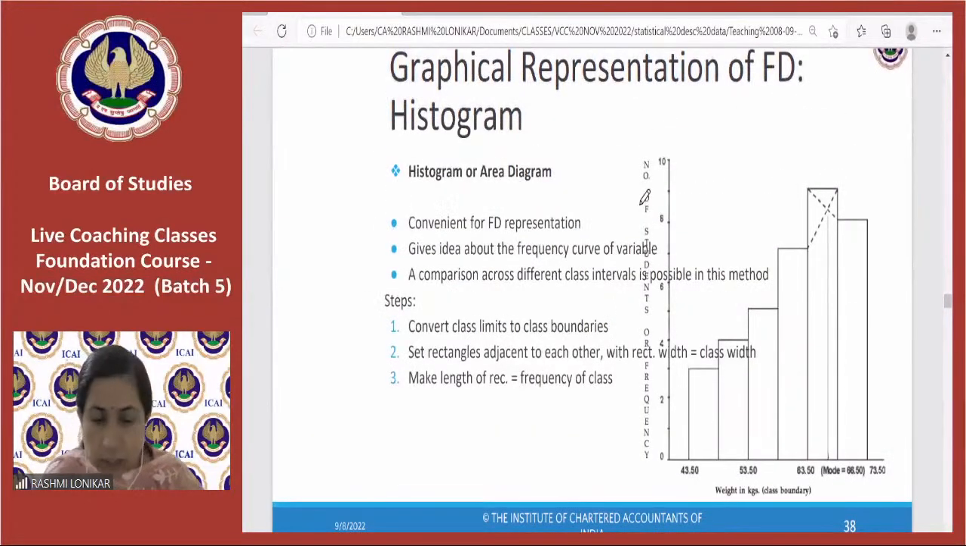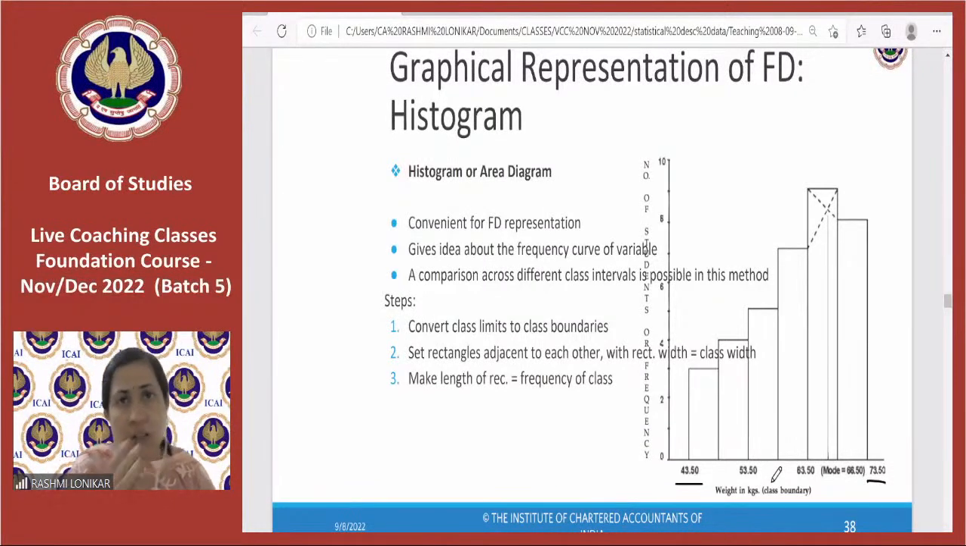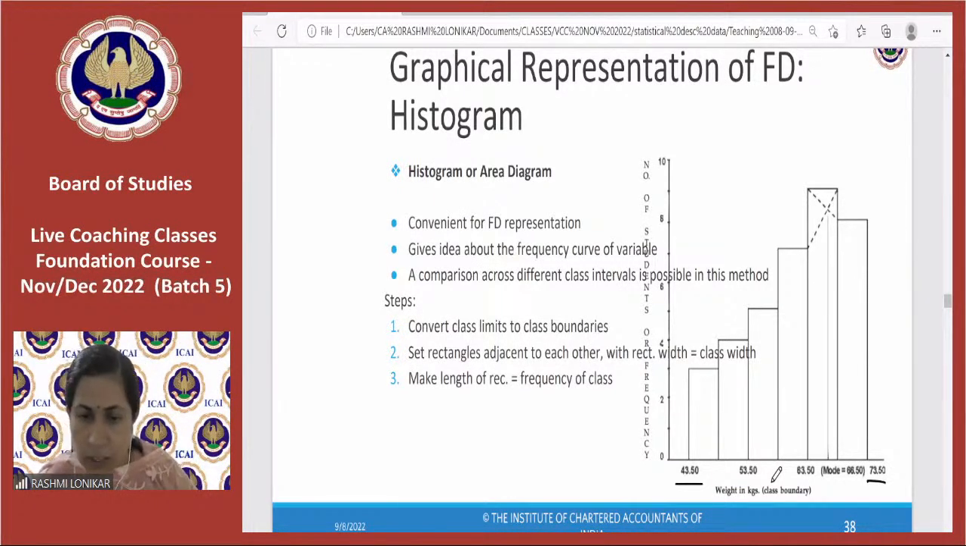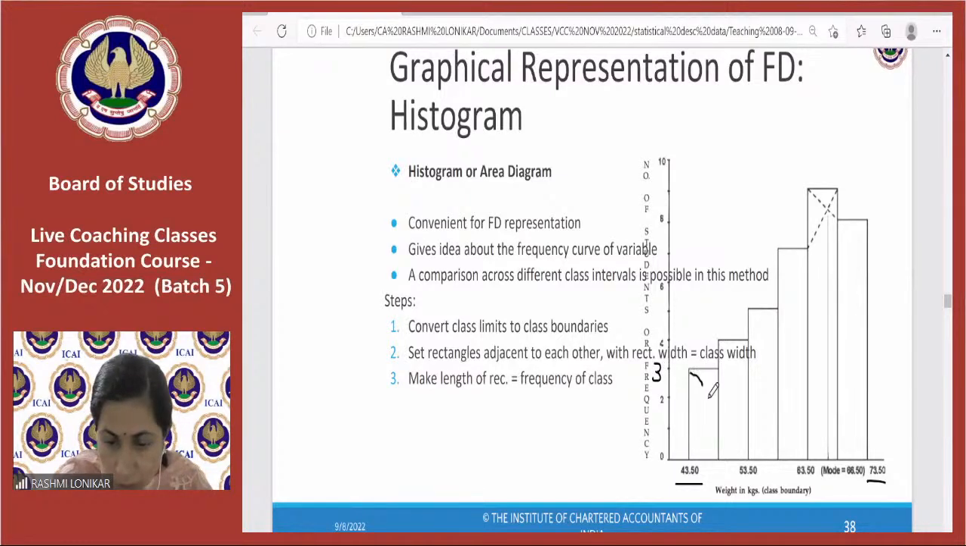So here you can see it. We started with 43.5, 48.5, and we have gone up to 73.5. So we have written the lower class boundaries on the x-axis. On the y-axis, we are writing the frequencies, the number of students, so 1, 2, 3, 4, up to 10 we have written. So how many students are there whose weight lies between 43.5 and 48.5? There are 3 students.